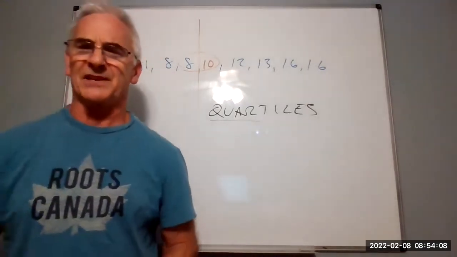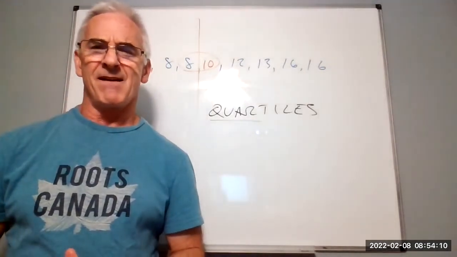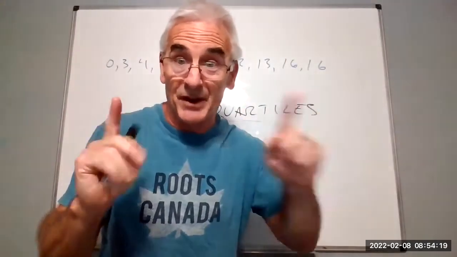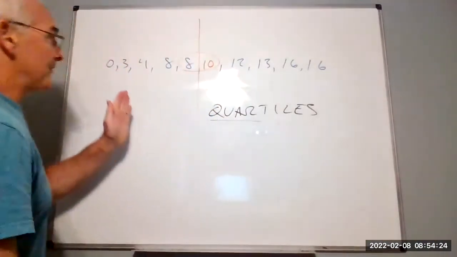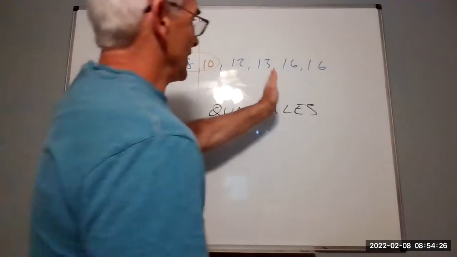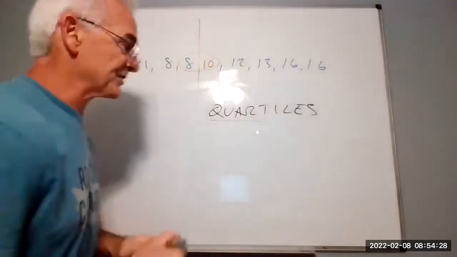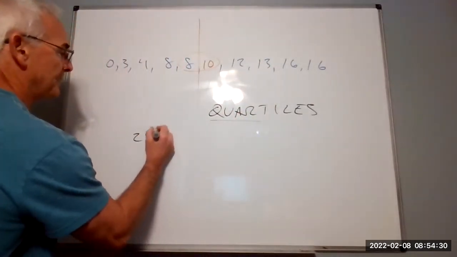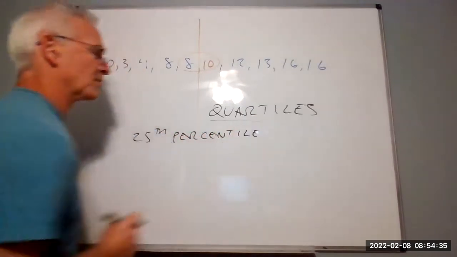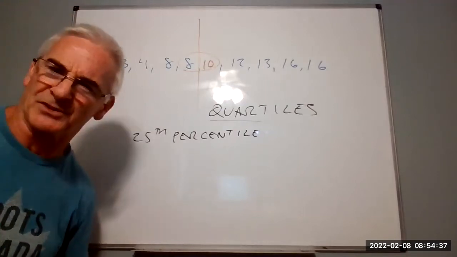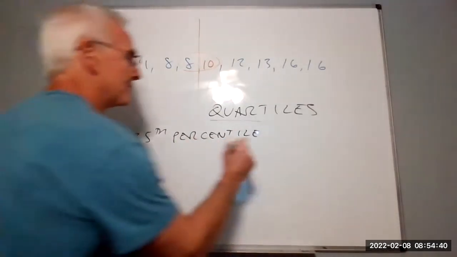What do you think quartiles have to do with? Quarters. Quarters, exactly. So I could be the 50%, I could be the 25%, I could be the 75%. Those are all called quartiles. If I'm at the 25%, the 25th percentile, I don't particularly like those words because it sounds like there's too much going on, too much calculation.